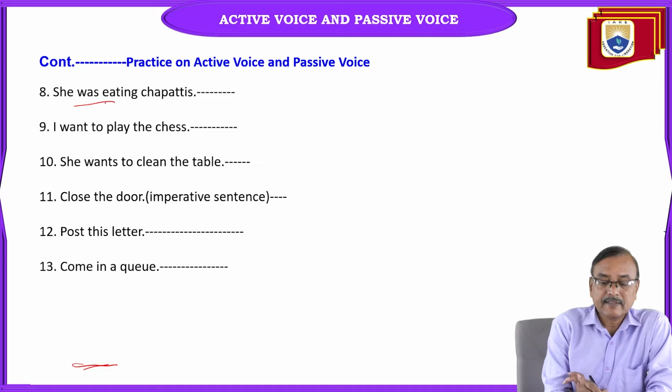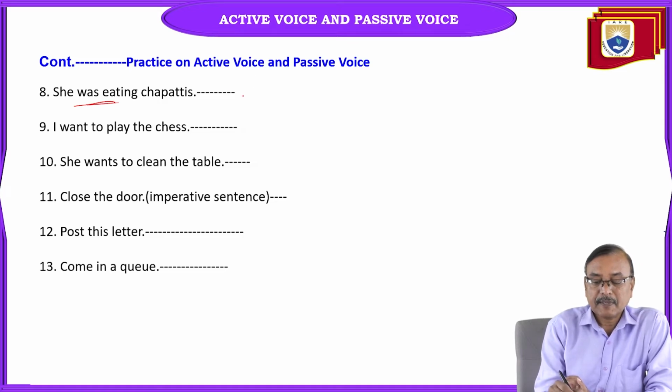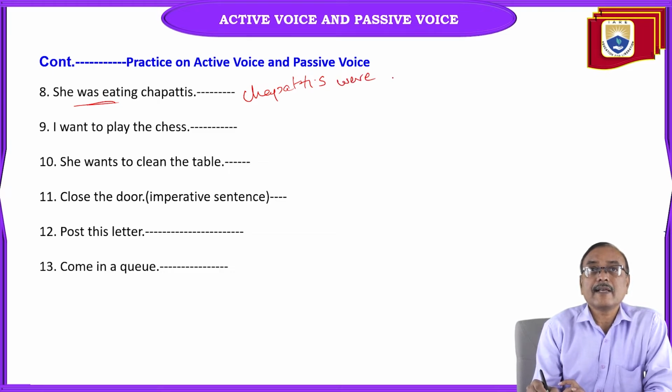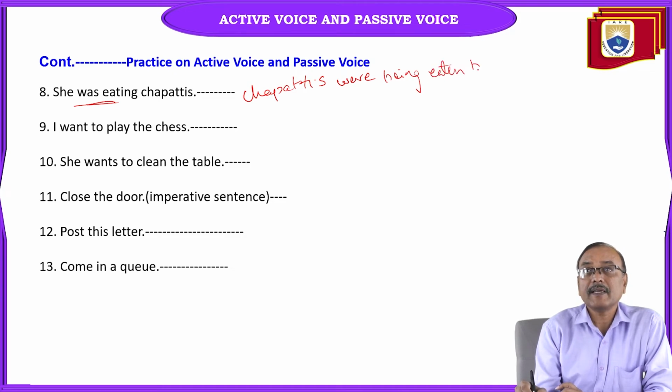Was eating here. So chapatis, do you say was? No, it is plural. So instead of was, you go with were. And it is continuous tense. In continuous, what is the passive helping verb? Being. Next, V3 form, eaten by her.